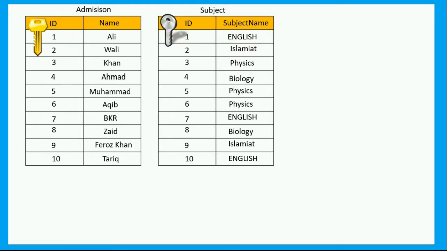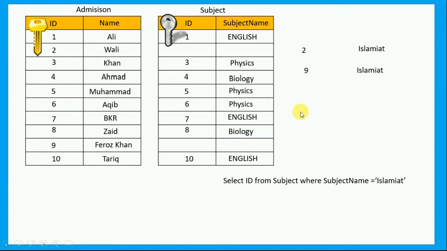In the NOT IN and IN queries, there are two queries we will use. First is the inner query and second is the outer query. First we will use the inner query, which is: select the ID from subject where subject name equals Islamiyat. So it will fetch those IDs which match Islamiyat. If we see ID 2, it matches Islamiyat because the subject name which we gave matches. Similarly, ID 9 also matches Islamiyat.